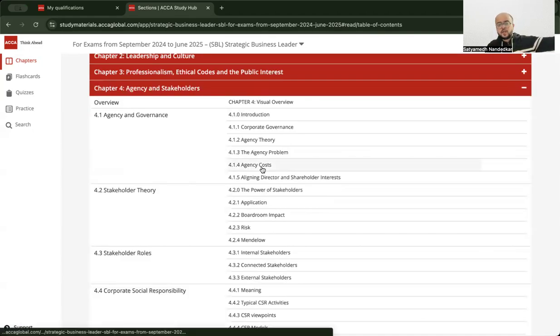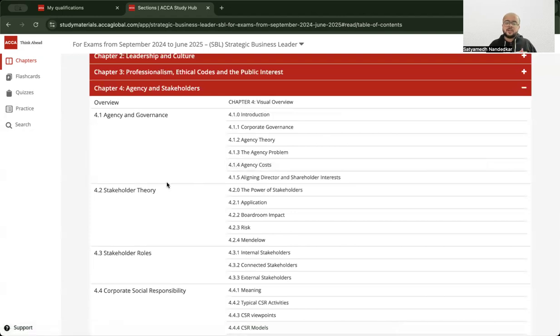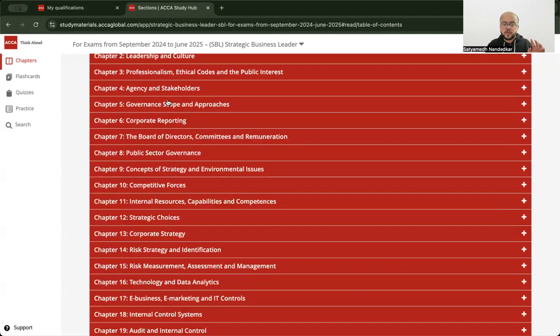A discussion on agency and stakeholders. What are the different stakeholders for an organization? What is their importance? How do you deal with different stakeholders? How do you keep them happy? Are there any rules and regulations behind that? The fourth topic in our discussion is going to focus on that.